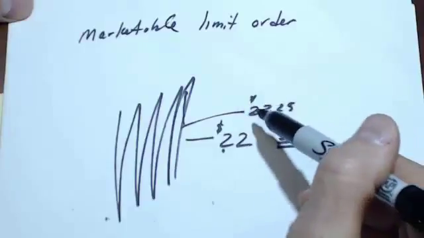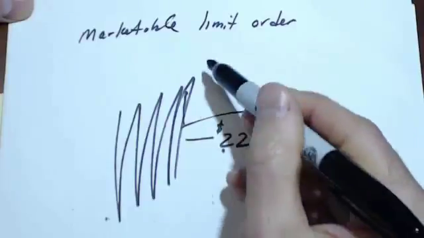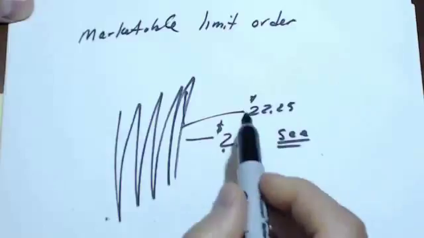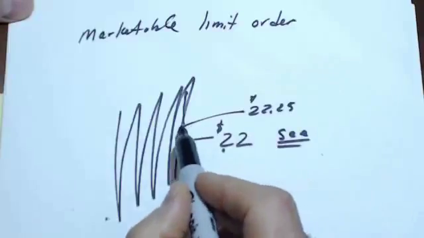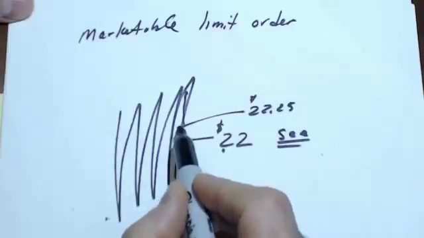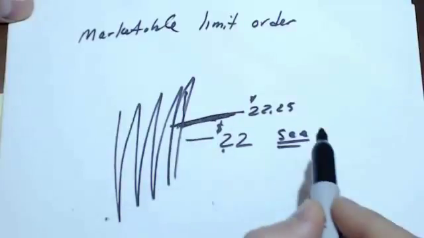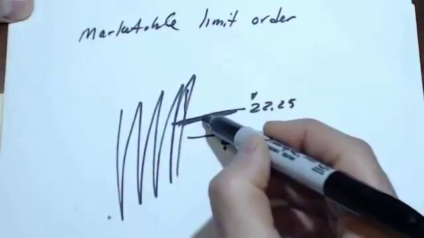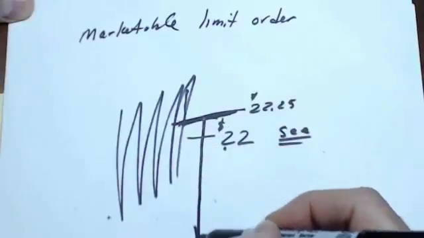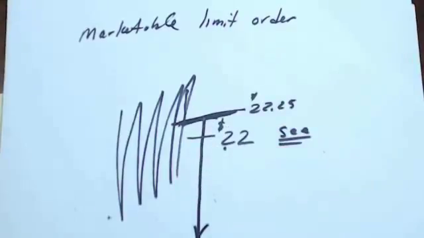If you want to avoid that risk, and it could be when markets are highly volatile, you could put a marketable limit order in, which says, I'm willing to pay a little bit more than 22, up to say 22 and a quarter, right? And so I will get the stock at 22 and a quarter or less. And that would be a marketable limit buy.